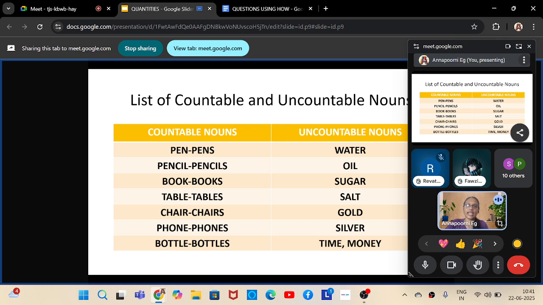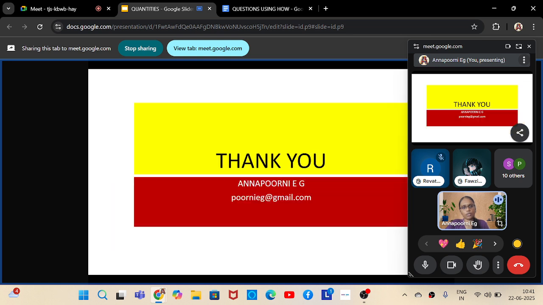Gases, different kinds of gases. In chemistry, you will be learning a lot of gases. All the gases are again uncountable nouns. All right. So this is how we have to differentiate between countable and uncountable nouns. So with this, this chapter is completed.